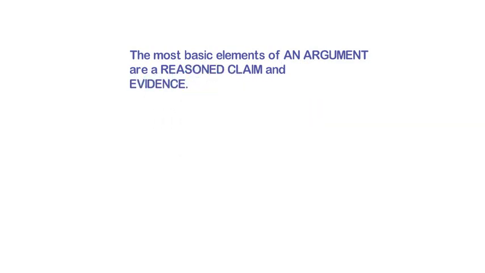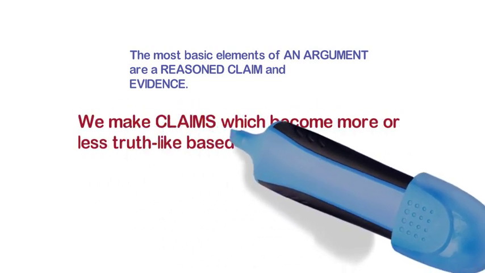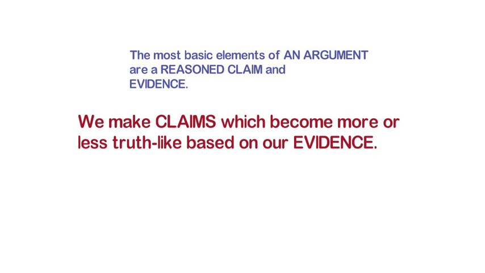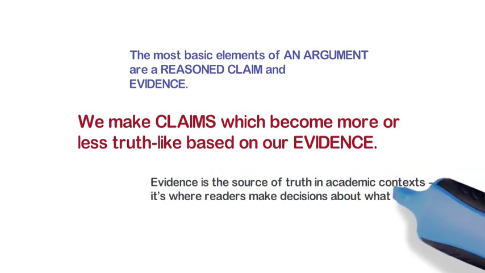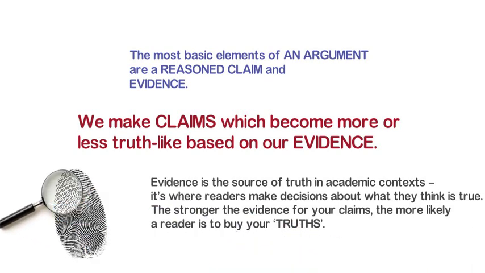The most basic elements of an argument are a reasoned claim and evidence. We make claims which become more or less truth-like based on our evidence. And the evidence is the source of the truth in academic contexts. It's where we make decisions about what we think is true. The stronger the evidence for your claims, the more likely a reader is to buy your truths.